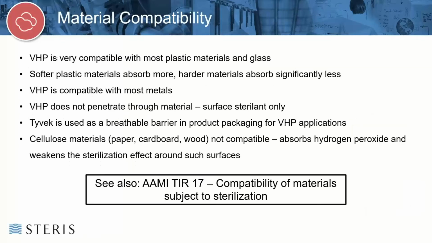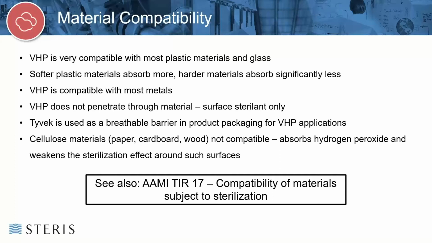Around material compatibility then, to break it down quite simply, VHP is very compatible with most plastic materials and glass. The only thing being that softer plastic materials tend to absorb more hydrogen peroxide, while harder materials absorb significantly less. And this just means that if your product has a lot of soft plastic in it, it might need some extra time to post-condition at the end of the cycle to remove all the hydrogen peroxide from that again.